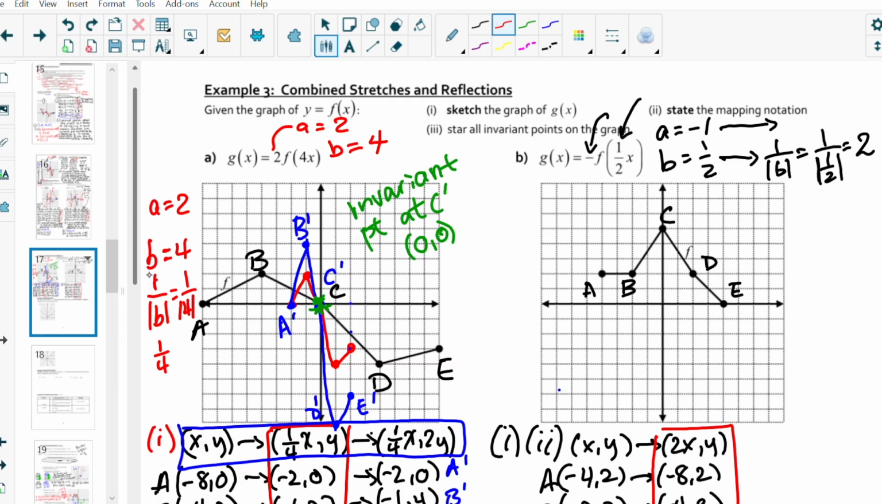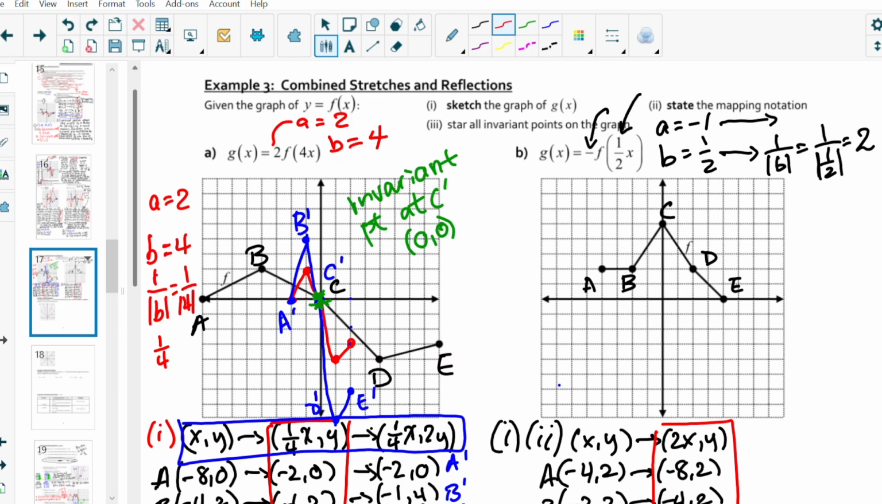So in red, (-8, 2) right there. (-4, 2): 1, 2, 3, 4, (-4, 2). (0, 5). (4, 2). And (8, 0). Okay, so this is, remember, this isn't the complete transformation.